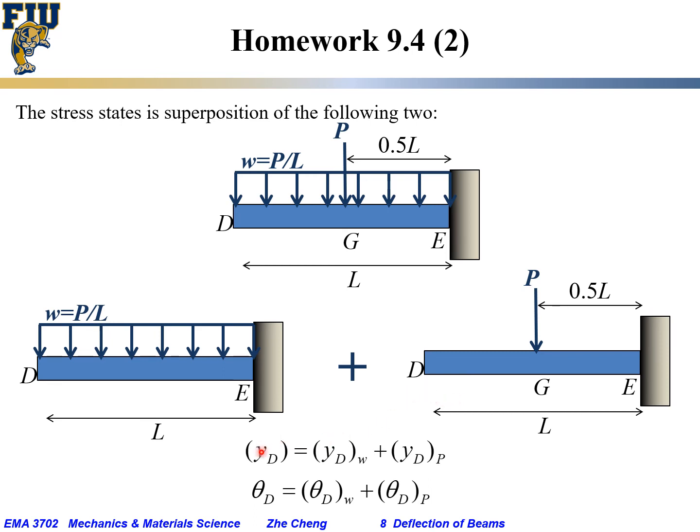And the overall deflection at point D would be the linear addition of the deflection caused by the W distributed load plus the deflection YD caused by the concentrated load P. Similarly, theta, the local slope at D, would be the simple linear addition of the slope at D caused by W, the distributed load, plus the slope at D caused by the concentrated load P. So these two are our so-called superposition equations, and they apply when each of the load and deformation is relatively small, well within the elastic limit.